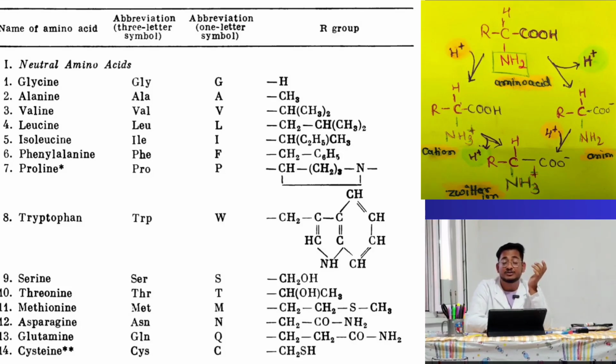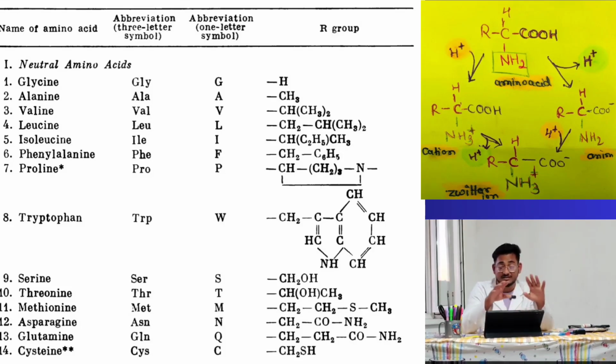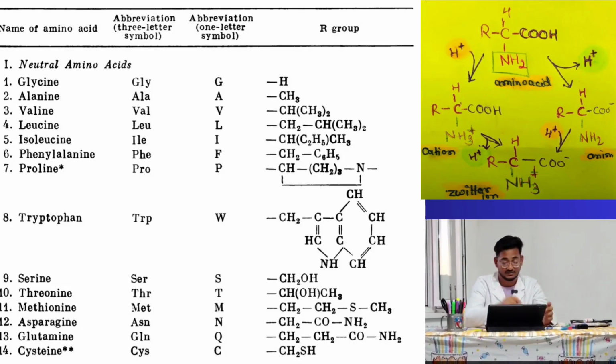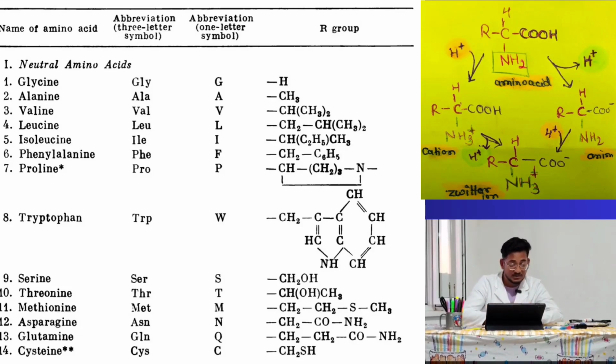Now I will tell you about the common amino acids and their natures. At the end of this topic, you have to learn this very carefully, by heart, how these amino acids are divided as acidic, basic and neutral. First of all, the neutral amino acids are glycine, alanine, valine, leucine, isoleucine, phenylalanine, proline, tryptophan, serine, threonine, methionine, asparagine, glutamine, and cysteine.